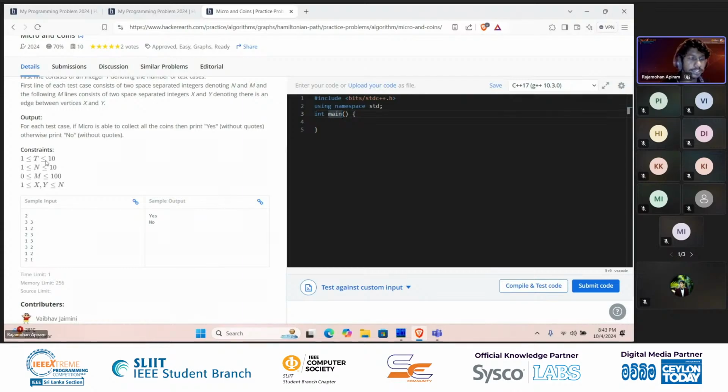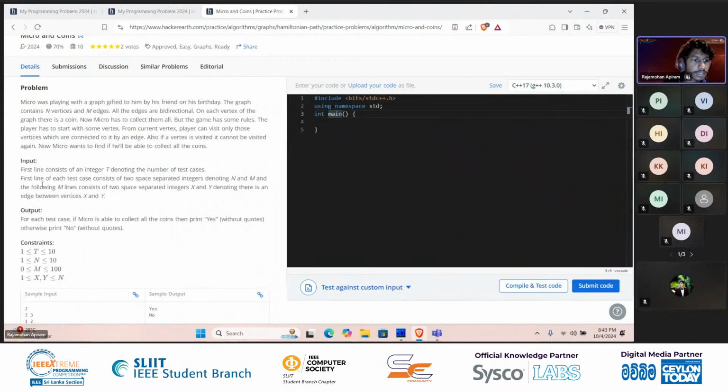They've given that the number of test cases is less than 10, n is less than 100, and x and y are less than n. After reading these, I kind of figured out that to visit all the vertices, and I shouldn't revisit a vertex again, it has to be a line graph, right? It has to be a linear graph, a linear tree actually.